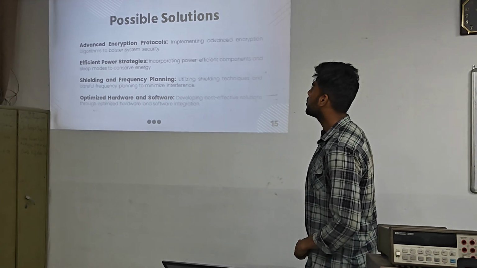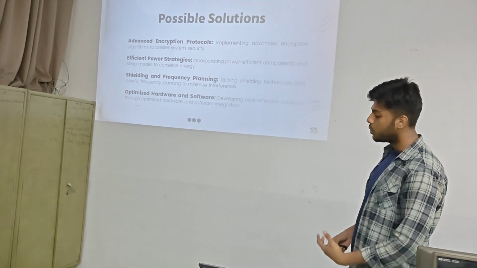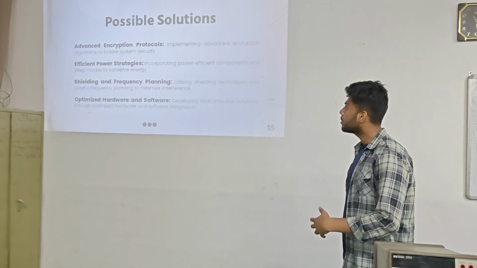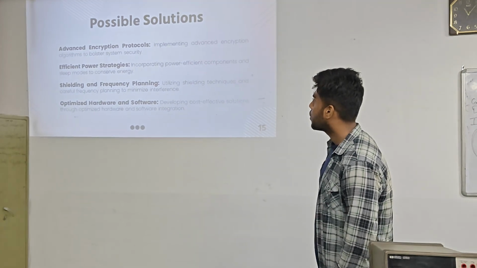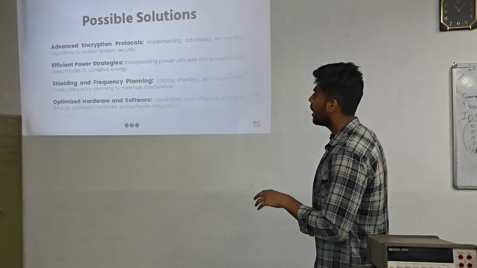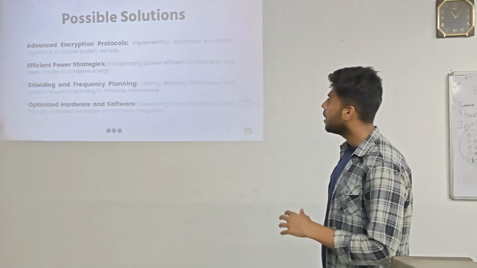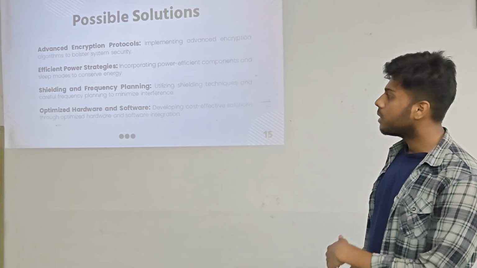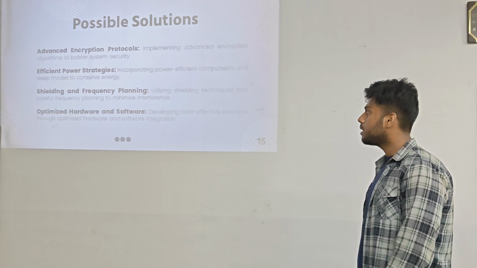Let's talk about the possible solutions. To make sure that our module works properly, we have to have a very robust and safe encryption system so that it is not vulnerable to any sort of hacking. Secondly, we need efficient power strategies. The RFID module needs to be operated with a certain power supply, but sometimes we do not have power supply. For that case, we can use an auxiliary power supply, a battery for instance.